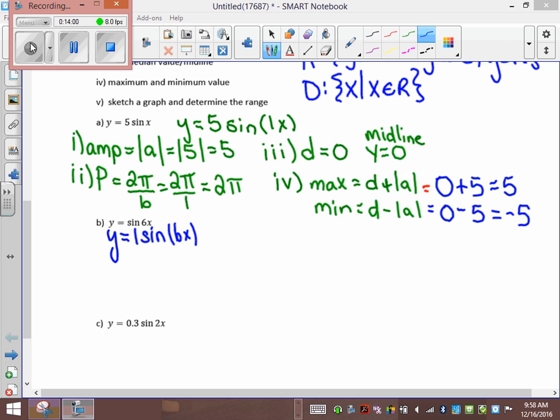Okay, so we're going to go through this one quickly. The amplitude is 1. So the total distance from the min to the max is 2, right? The amplitude is 1, so from the median line up, it's 1. From the median line down, it's 1. The period is 2 pi divided by 6, which you could leave as that. Or remember, you can reduce the fraction. I could take a 2 out of both of them, so it would be pi over 3.